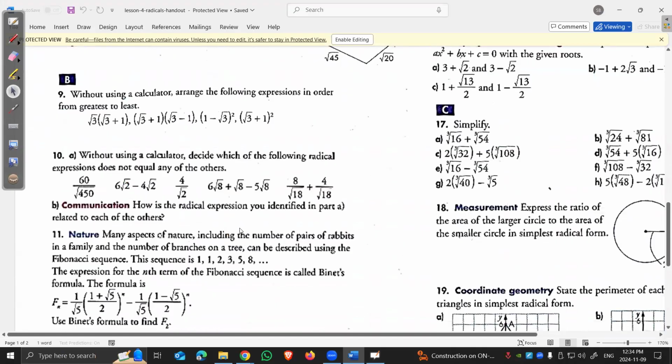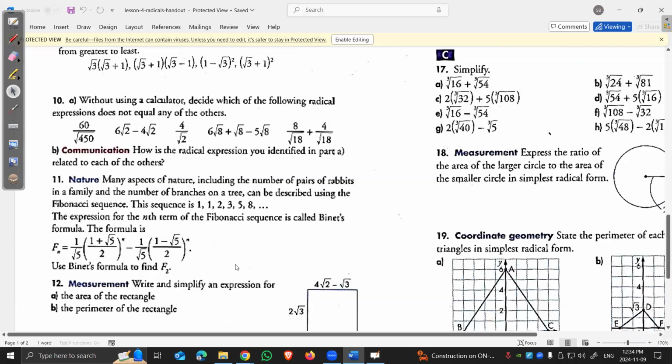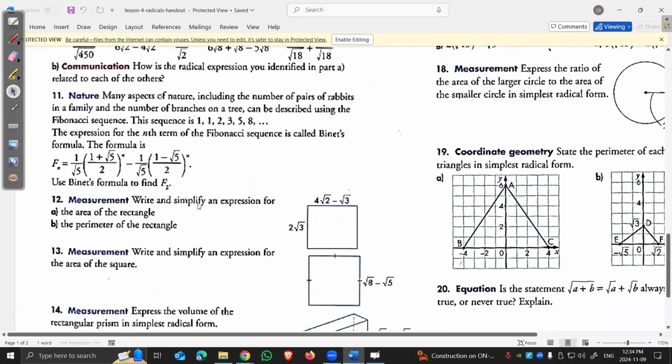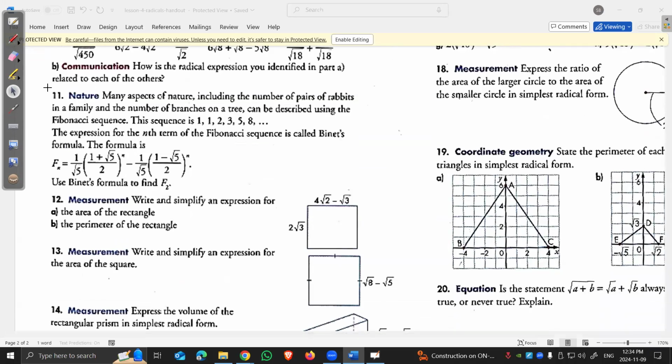Okay, we're not doing any more radical things. Let's try doing this one. This seems very interesting.